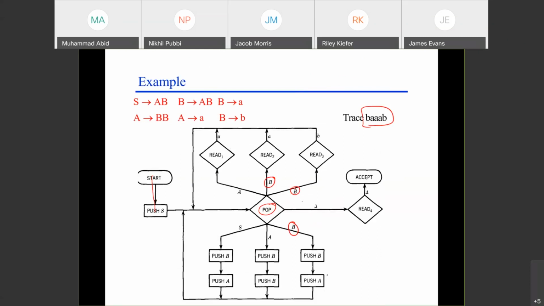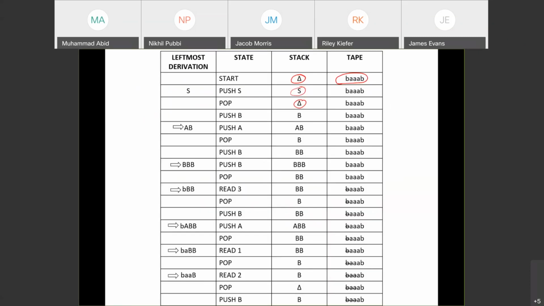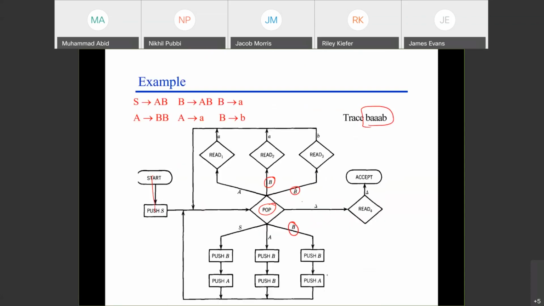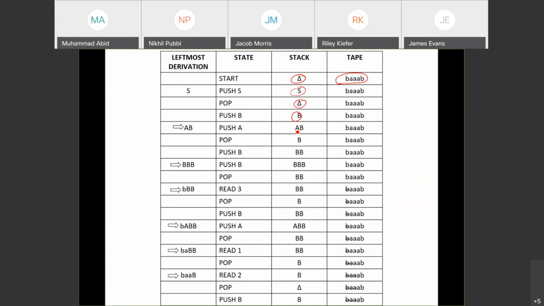But we use a leftmost derivation, so that makes life a bit easy. After this, when you perform the pop operation, it will say go to S, because you pop S from the stack, and S says push B and push A into the stack. So you push B and push A into the stack. So the stack has this situation now.